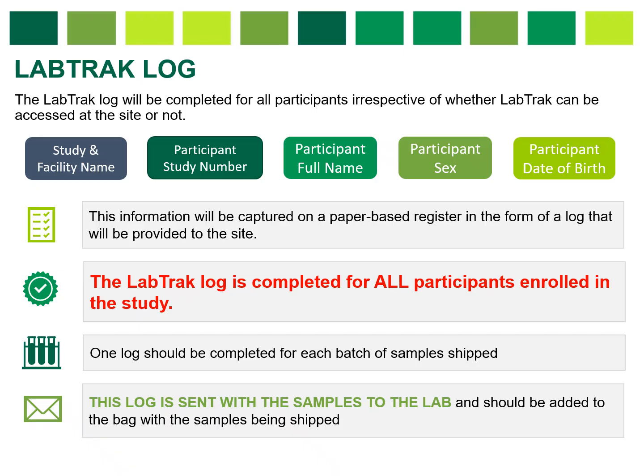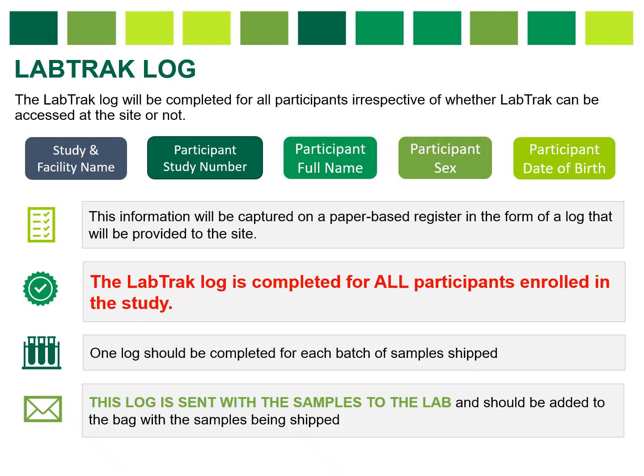So we will make sure that this is completed for all the participants, and that this will have the study name. The study name is already printed on those forms for you. We've got a participant study number, the barcode.